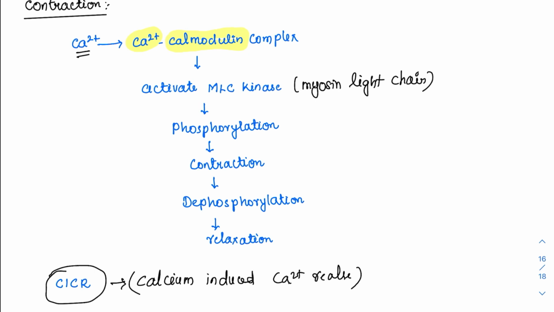Once this gets activated, it will lead to phosphorylation. Because of this phosphorylation, the phosphate is added. So what will happen? There will be contraction of the smooth muscle. And after that, there will be dephosphorylation, and finally they will relax. So these are the phases of contraction and relaxation in a smooth muscle. Skeletal muscle contraction is very important. For smooth muscle, you just have to remember this: activate the MLC kinase.